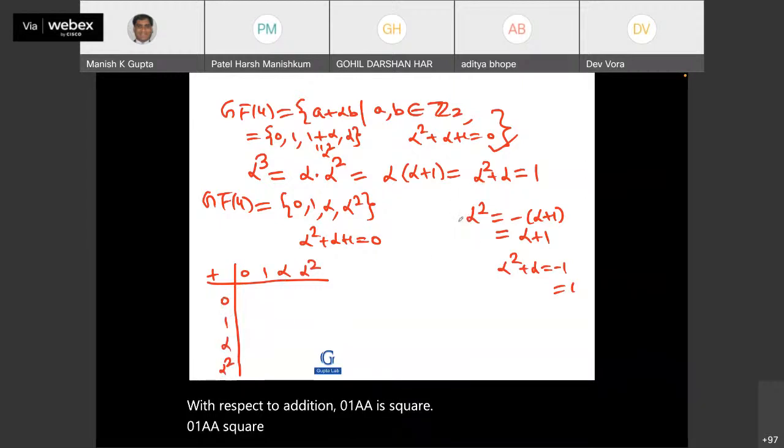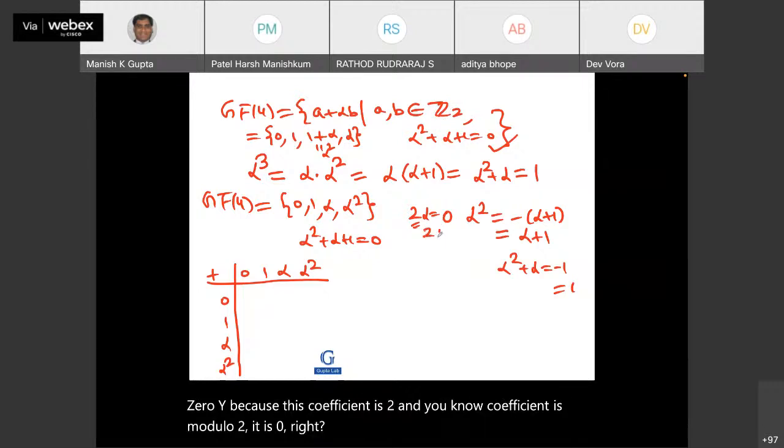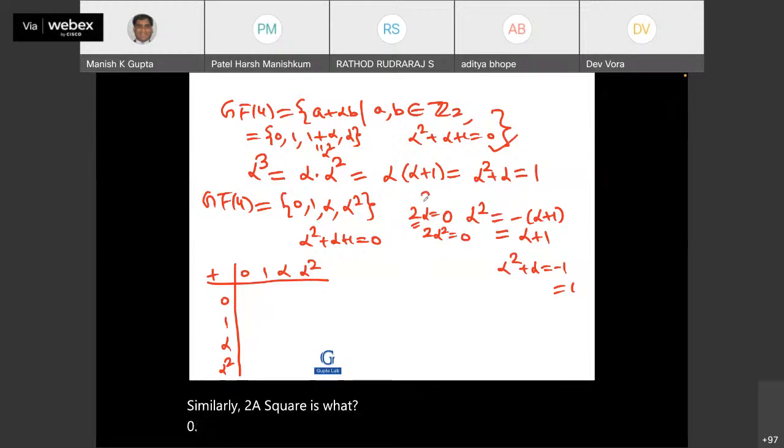Tell me one more thing. What is the value of 2 alpha? Please unmute and answer. It is 0. Why? Because this coefficient is 2, and the coefficient is modulo 2. It is 0, right? Similarly, 2 alpha square is 0. 2 is equal to 0, right? That means alpha is equal to minus alpha, alpha square is equal to minus alpha square, and 1 is equal to minus 1.